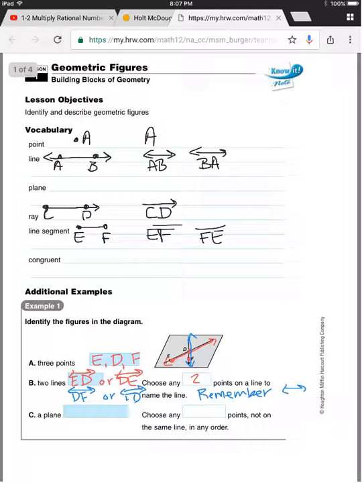Then a plane. A plane, we're going to choose any 3 points not on the same line. Okay? So there are only 3 points on there. So when you name a plane, you write plane first, and then it's E, D, F, or you can write those 3 points in any order. Now, if there was a point here that was G, we could not name that plane EDG because all 3 of those points are on the same line, and it says 3 points not on the same line.